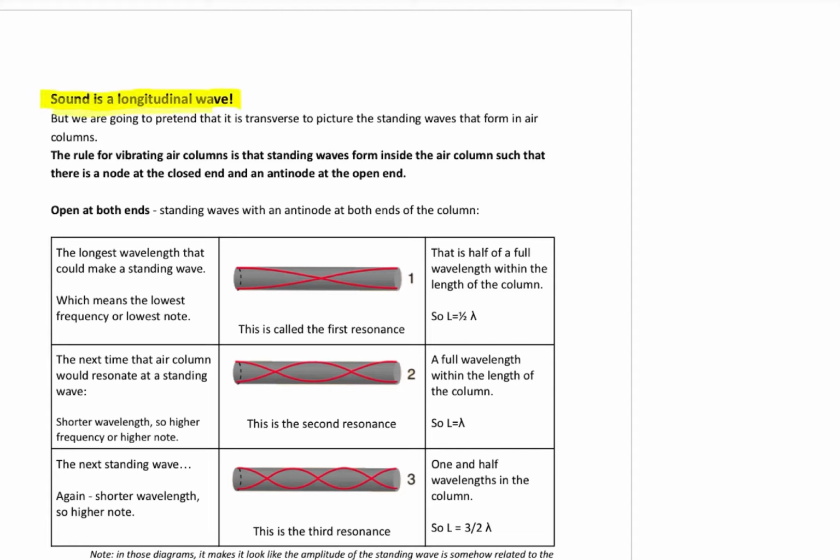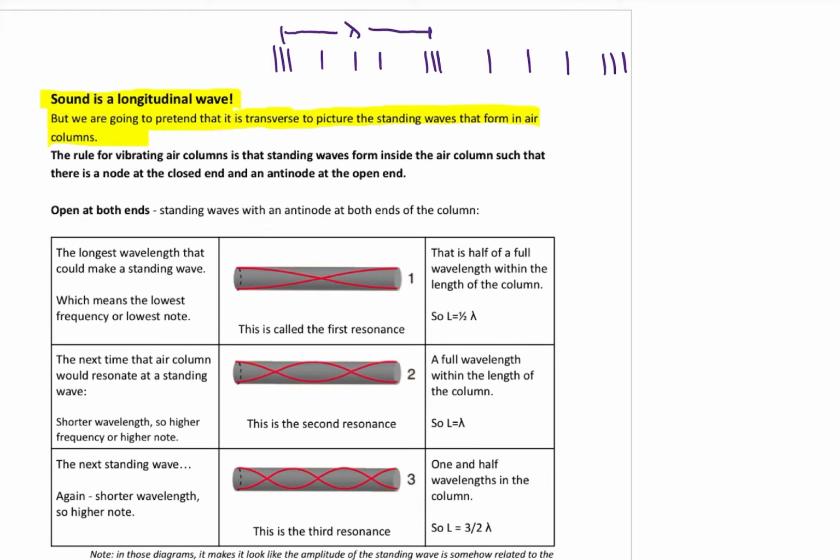We know that sound is a longitudinal wave. If I was going to draw a sound wave, it would be like I did in that earlier video. I draw some bunched up air, then some spread out air, then some bunched up air, then some spread out air, over and over again. If I was going to label a wavelength, I'd say a wavelength is from the bunched up to the next bunched up. But when people do these standing waves in air, they go back to regular standing waves and they picture and pretend that the sound waves are transverse.